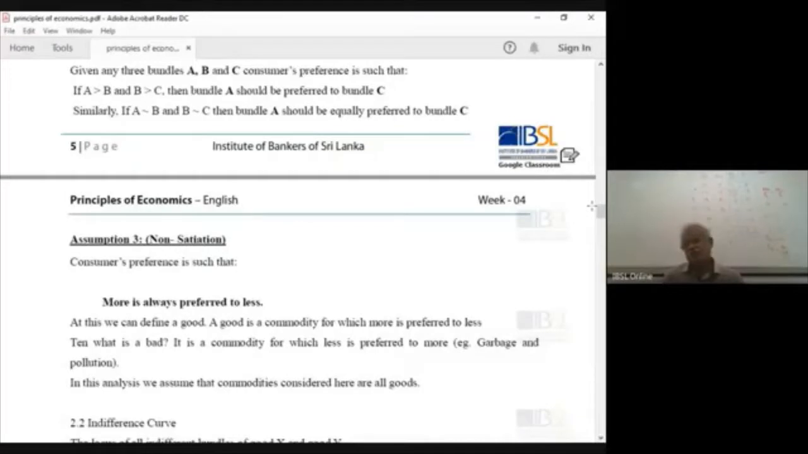More is preferred to less. What does that mean in Buddhism? 1,000 rupees, 2,000 rupees is preferred to 1,000; 3,000 rupees. When you have less, you always want more. What does that mean? In Buddhism, it is called tanha, greed.